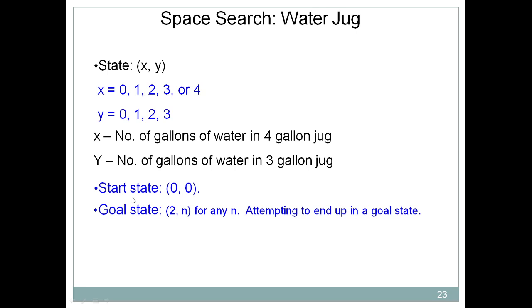In this way I have specified what my initial state is and what my goal state is. I'm repeating, my initial state is 0, 0 because no water is present in the jug initially. Goal state is our expected output at the end. I expect that 2 gallons of water will be there in the 4 gallon jug. That's why I have written 2. Here I have written n because it is not given in the problem how much water we want in the 3 gallon jug. Maybe 0, 1, 2 or 3. That's why I specified n. So this is step 1, that is specification, or defining your problem.